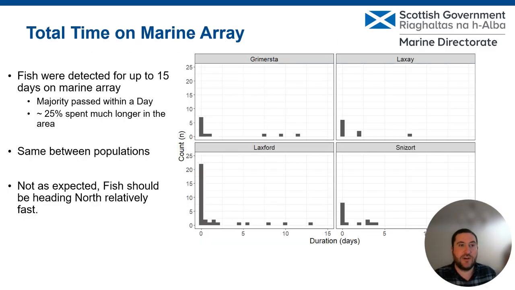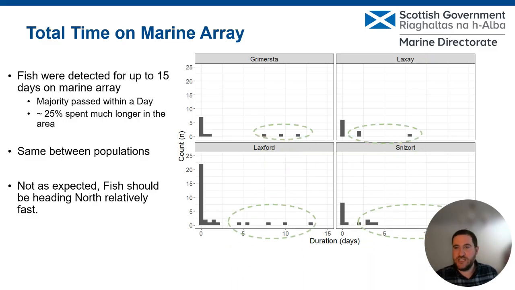So next, if we look at the total time on the marine array, so this is the time from the first detection of the fish to the time of the last detection of the fish, we find some really interesting results. What we see here from each of these graphs is that each of the black lines represents a day, and so what we'd expect to see is that the vast majority of the fish would be passing through on the first day of detection, if that is an active migration.